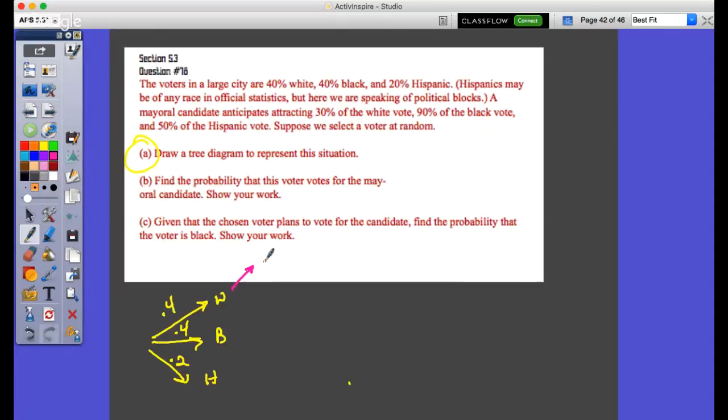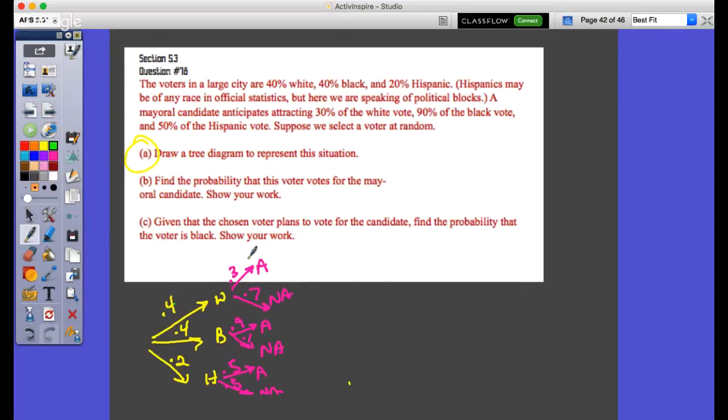So from the white population, 30% are attracted. This is attract. This is not attract, right? So 0.7 would be here. Black would be 0.9 attract. Not attract would be 0.1. Hispanic would be 0.5, and not attract would be 0.5 as well. All right. So once we fill this in, the question is what's the probability?